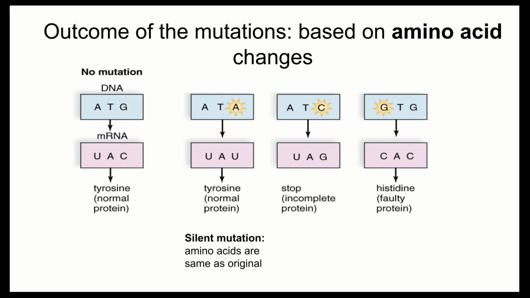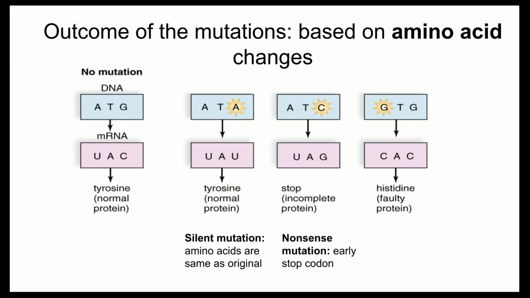In our first example, we have a silent mutation. And it's called a silent mutation because even though we had a change in our DNA, we did not have a change in our amino acid. Our amino acids are the same as the original. So notice in our original DNA on the left, our DNA is ATG, that codes for UAC in mRNA, and that codes for the amino acid tyrosine. In our first change, the final G was changed to an A, but that UAU codon still codes for tyrosine. So we still have the tyrosine amino acid that we had at the start. That's a silent mutation.